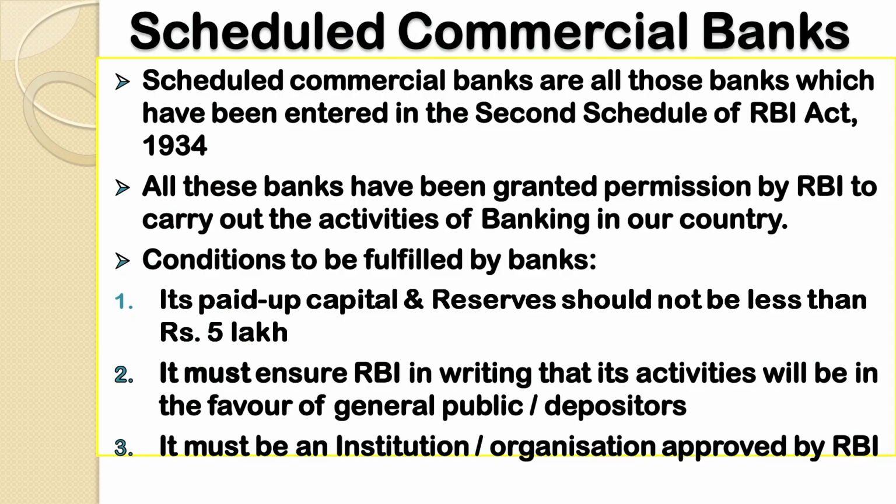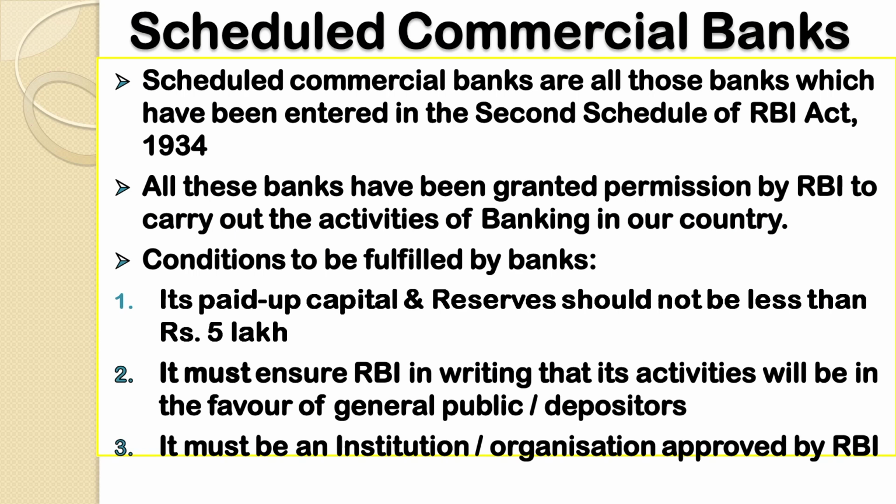Now, what are the three conditions which must be fulfilled by any organization in order to get its name registered in the second schedule of the RBI Act 1934? Those three conditions are: number one, the paid up capital and reserves of that body or organization should not be less than 5 lakh rupees. That means the paid up capital plus reserves, the combined value, must not be less than rupees 5 lakh.